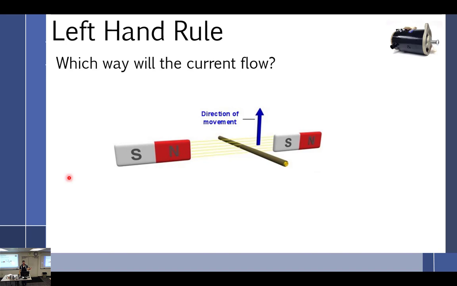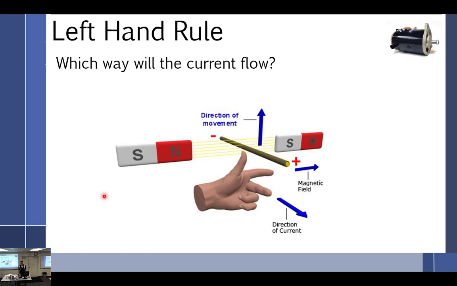All right, left-hand rule. Which way will the current flow? Direction of movement is the thumb, and the pointer is the magnetic field from north to south. Direction of movement is out of the board. See what I'm doing there? Out of the board. It's the direction of movement of the wire. I'm moving the wire up.